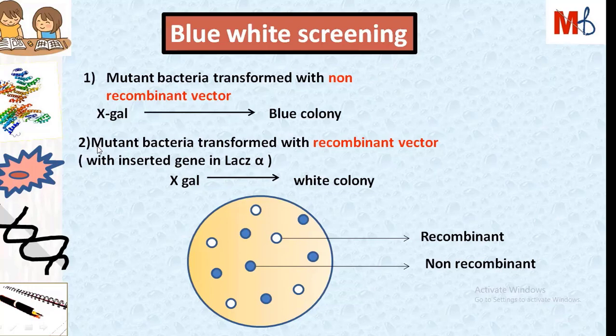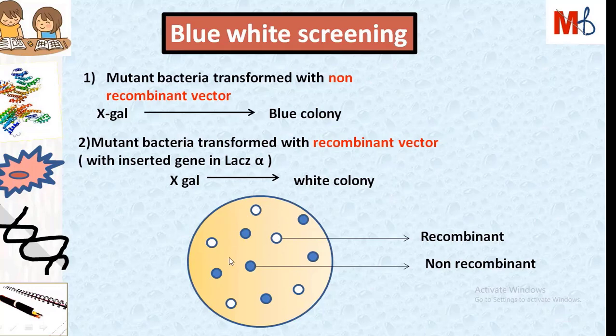And in the second case, suppose the mutant bacteria is transformed with a recombinant vector. Recombinant means here the gene of interest is present at the lacZ alpha portion, right? So lacZ alpha is disrupted, and since it is disrupted, it cannot complement the omega peptide, so it cannot form the active protein. And if no active beta-galactosidase is present, that means no X-Gal can be converted to blue color product, so it will remain colorless. And in the agar plate we can see this as a white colony.